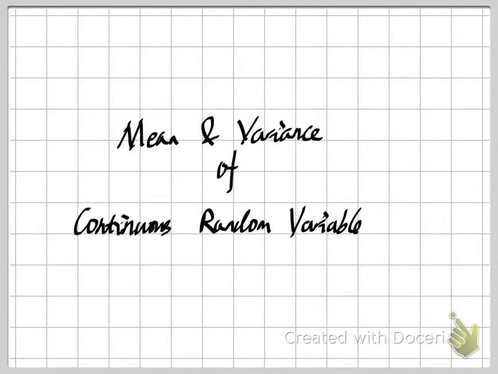So previously, we already gave the definition of what a mean is and what a variance is. Mean is a weighted average of all of the possible values of our random variable. And variance is a way to describe the spread of the possible values of our random variable.